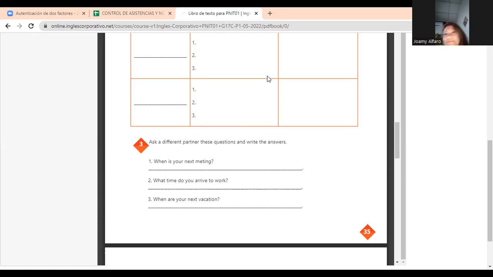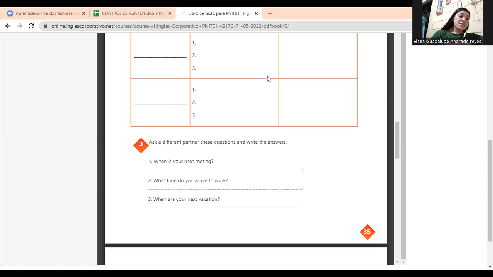Elena. Bueno, Elena's next meeting is on Monday. Okay. Elena arrives to work at 7 o'clock. Arrives. Elena next vacation in the December. Elena's. I like pone posesivo. Elena's next vacation in December. All right. Thank you. Elena, ¿cómo consta?